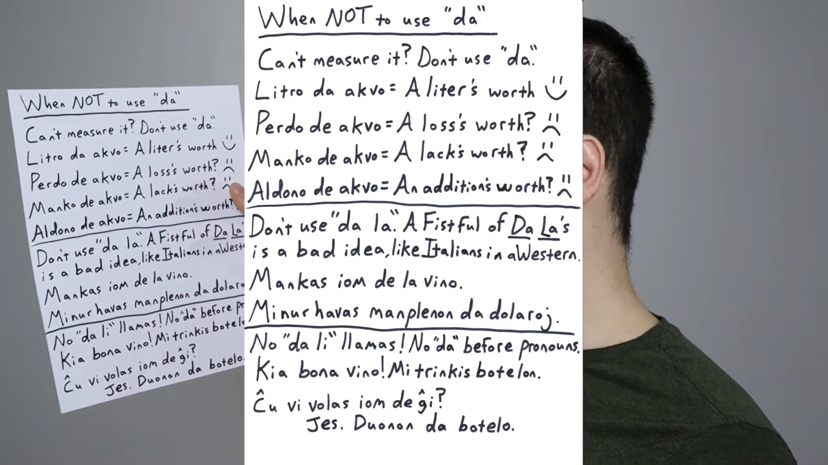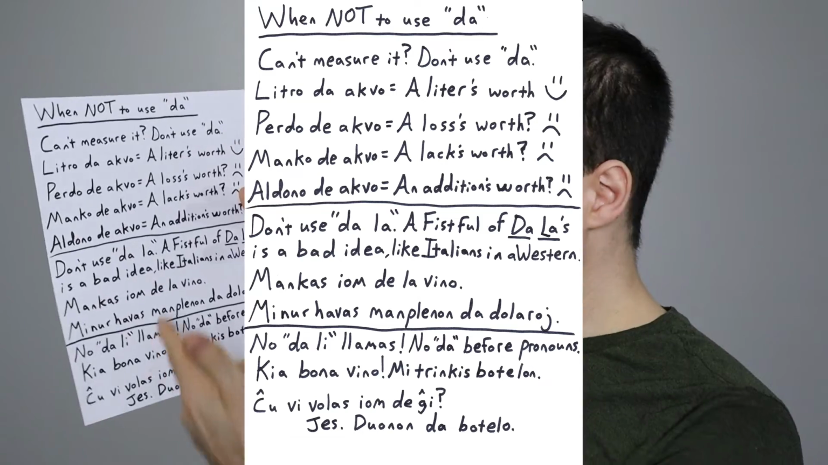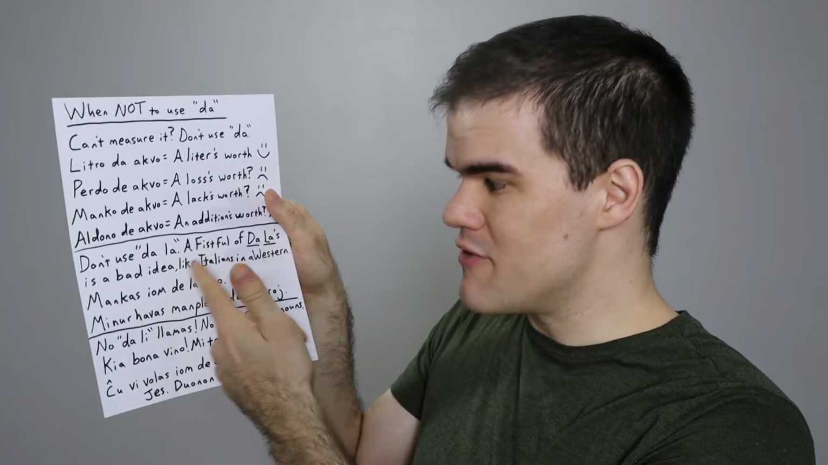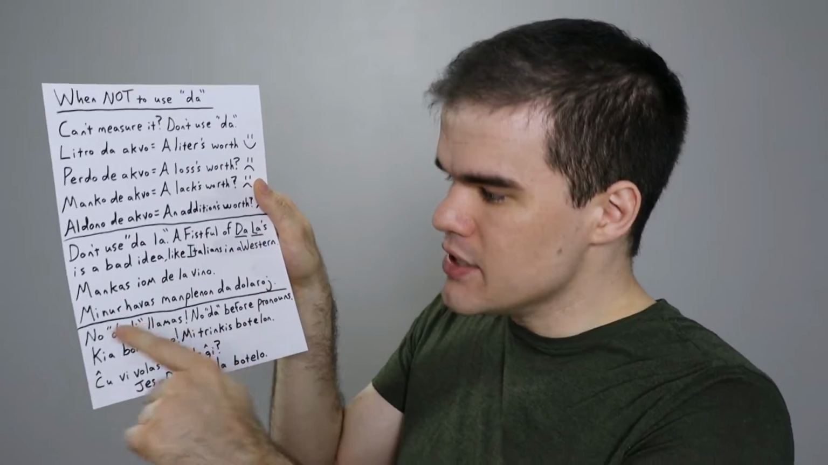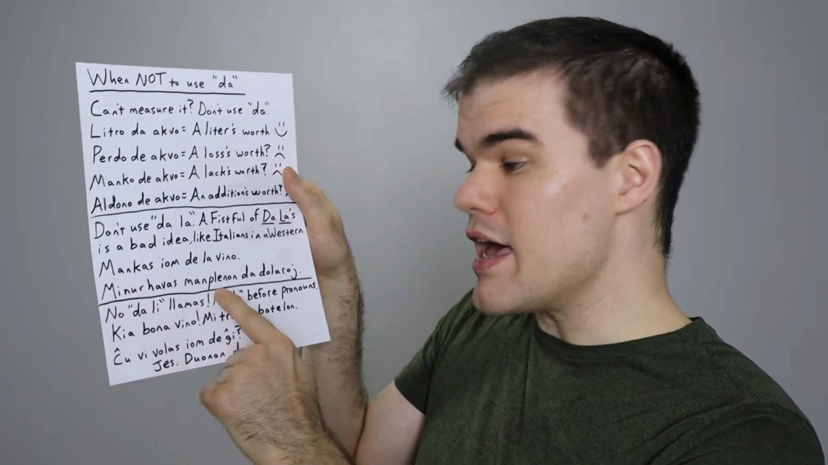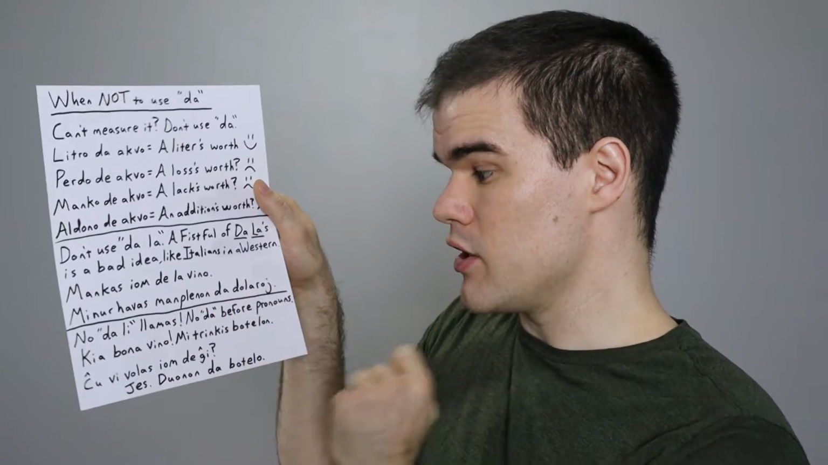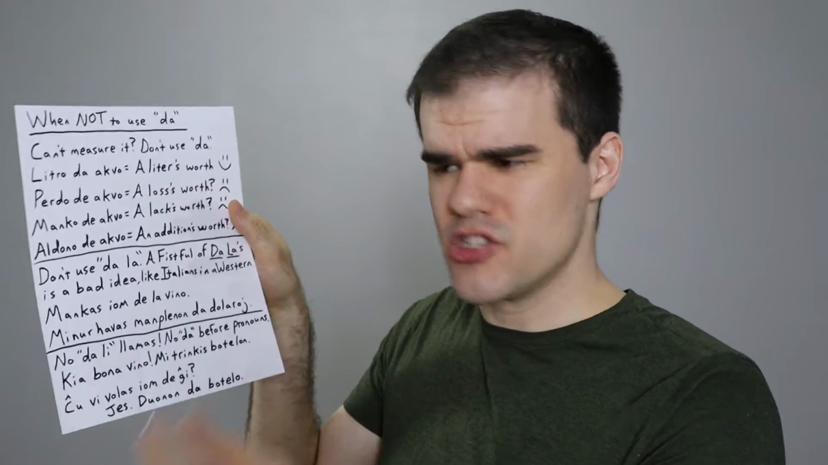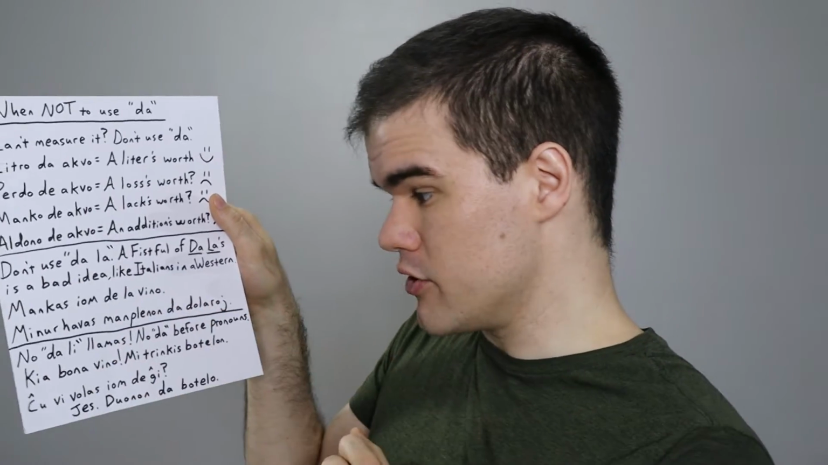Mi havas manplenon da dolaroj. And here's an example where you would use da. I say a fistful of dollars. So I'll say, oh, I only have a handful of dollars. And that's just general, not the dollars, the specifically marked counterfeit bills. I'm not specifying, I'm just saying a handful's worth of dollars or a handful amount of dollars.